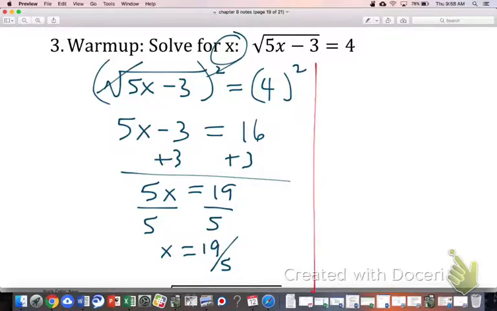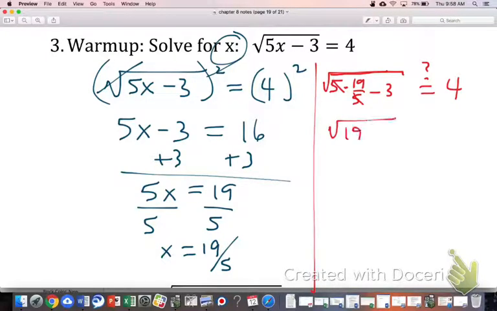And here's my check. I'm going to write square root of 5 times 19/5 minus 3 equals 4. And I'm hoping that this is true. What would happen with the 5 and the 5 in the radical? They would cancel right on out. Yep, so the 5 would cancel with the 5, leaving me with this.